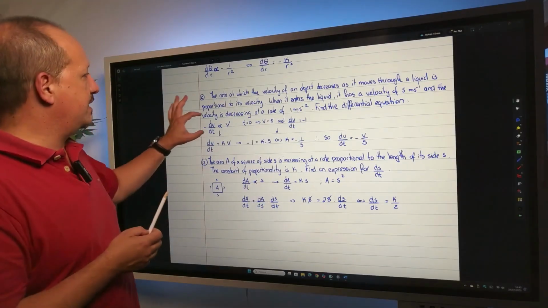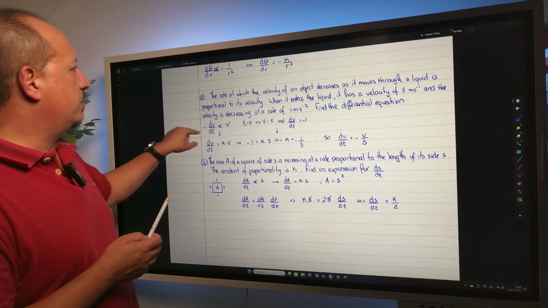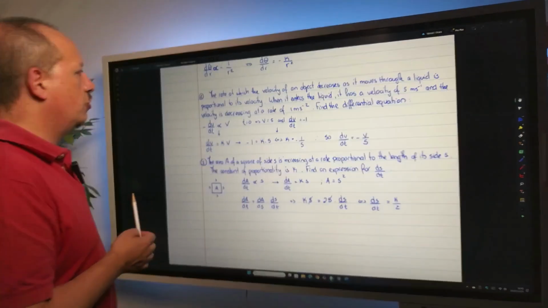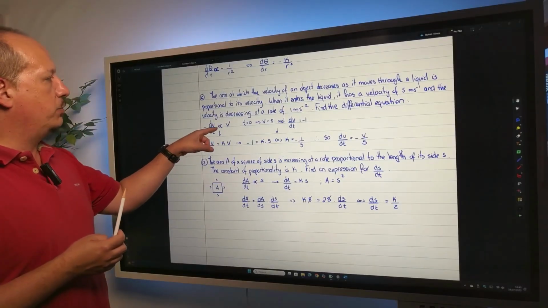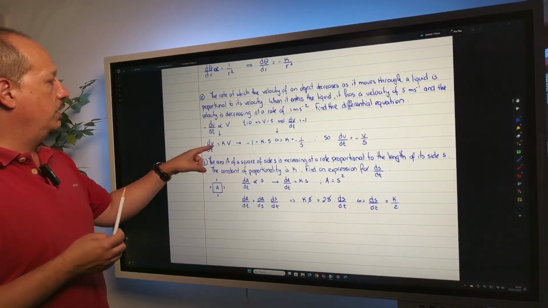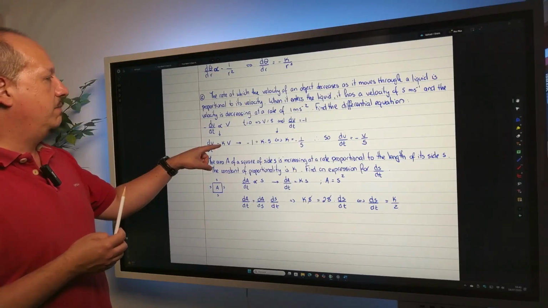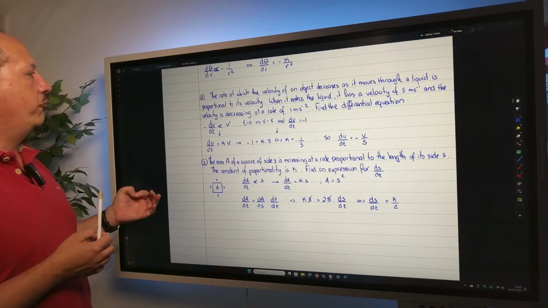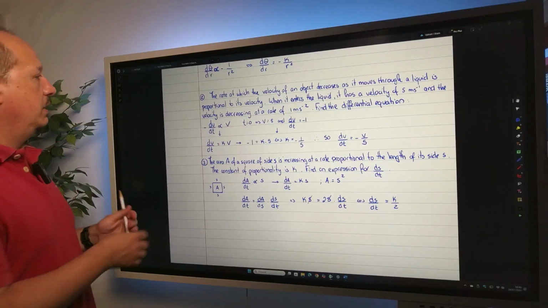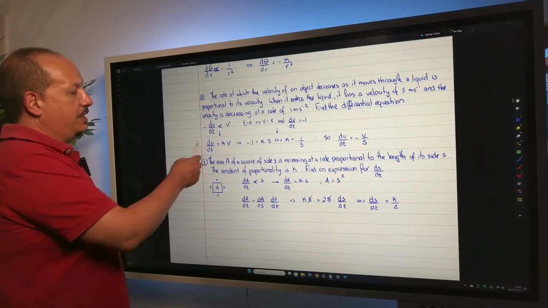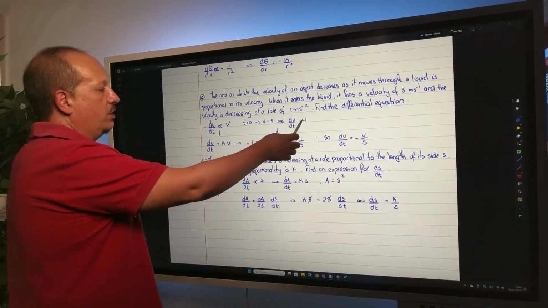Okay, this is the information that matters. Now you have to find the differential equation. So how do you transform the proportionality symbol into an equal? You put a k. Now how do you find the value of k? You use the information over there. You know this, that dv by dt at a particular moment is minus 1.